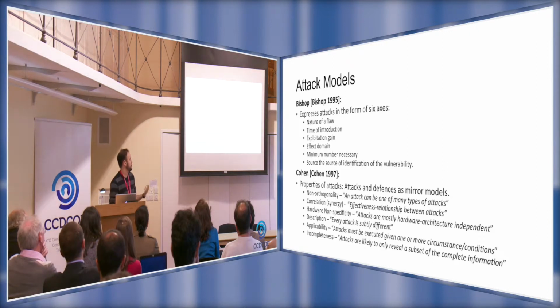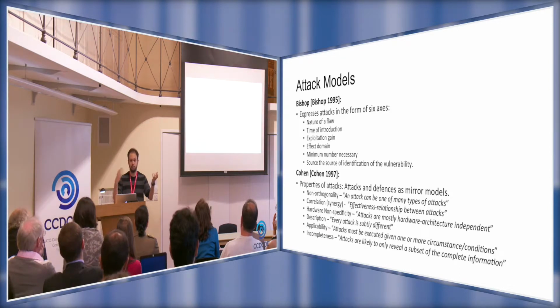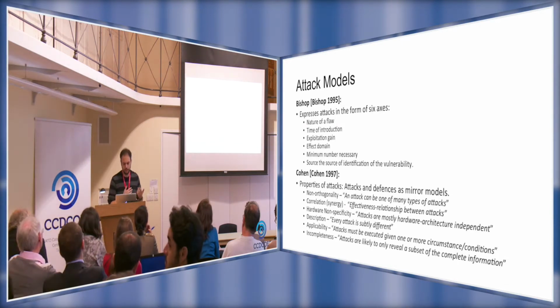a couple of models are the Bishop and Cohen models, which attempt to describe attacks in terms of the properties of those attacks, if you will. So Bishop expresses it in a six-axis, six-dimension way, if you will. Cohen describes it in terms of properties, things like, for instance, talking about the effectiveness relationship between attacks. So for instance, if you have one attack plus another attack combined together, what does that mean? Does that mean that both of them are going to be more effective? Not necessarily the case, right? So you can have one attack making another attack redundant. And he's describing all these different aspects of attack. That's just one example, really.